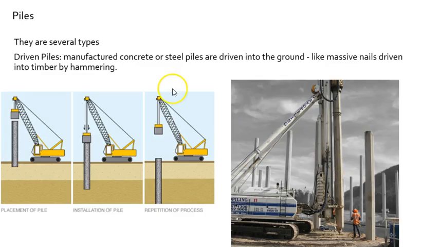All right, going through the different types of driven piles. Manufactured concrete or steel piles are driven into the ground like massive nails driven into a timber. So that's what we have here. Here's the massive hammer or the weight, just forcibly pushing this thing down into the earth. That's what would be happening here as well. You see the pointed pile and the pile driver with the weight at the top pushing it down. So that's a driven pile.